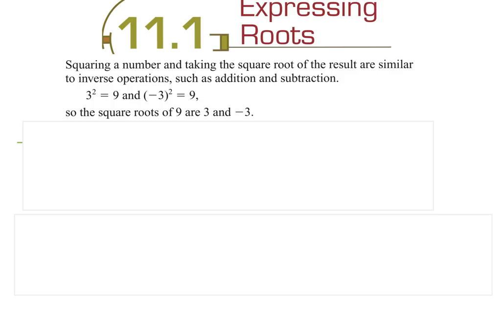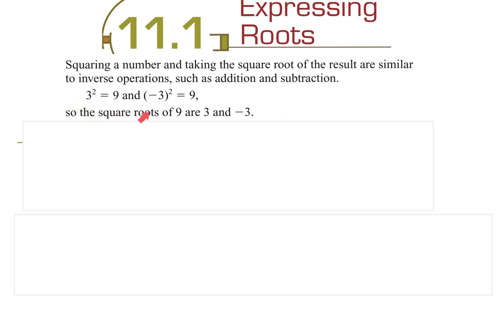familiar here. Squaring a number and taking the square root of the results are similar to inverse operations. So a square root and a square, or a radical and an exponent, are really inverses of each other. They undo what you did. So if I were to say 3 squared equals 9, then the square root of 9 equals 3.